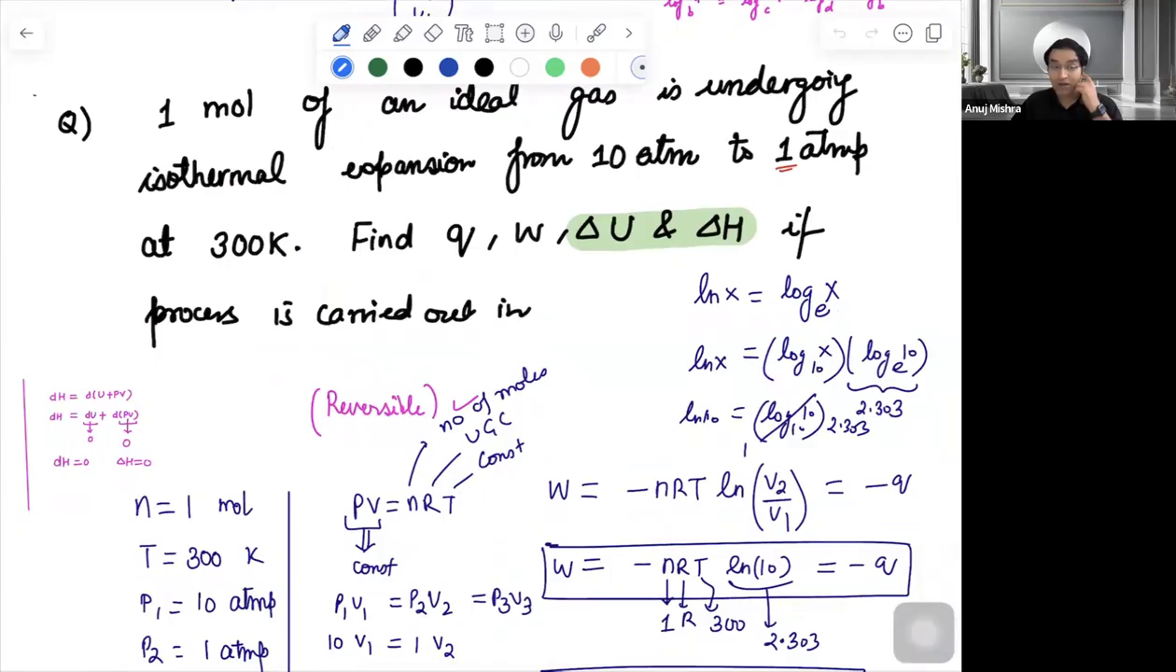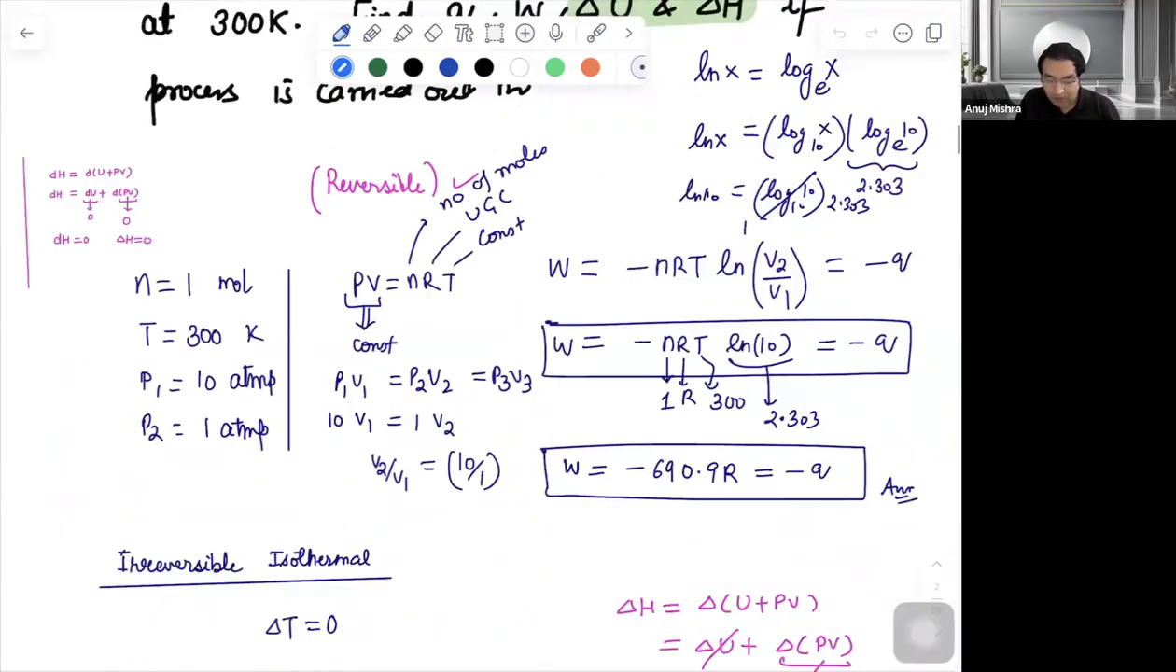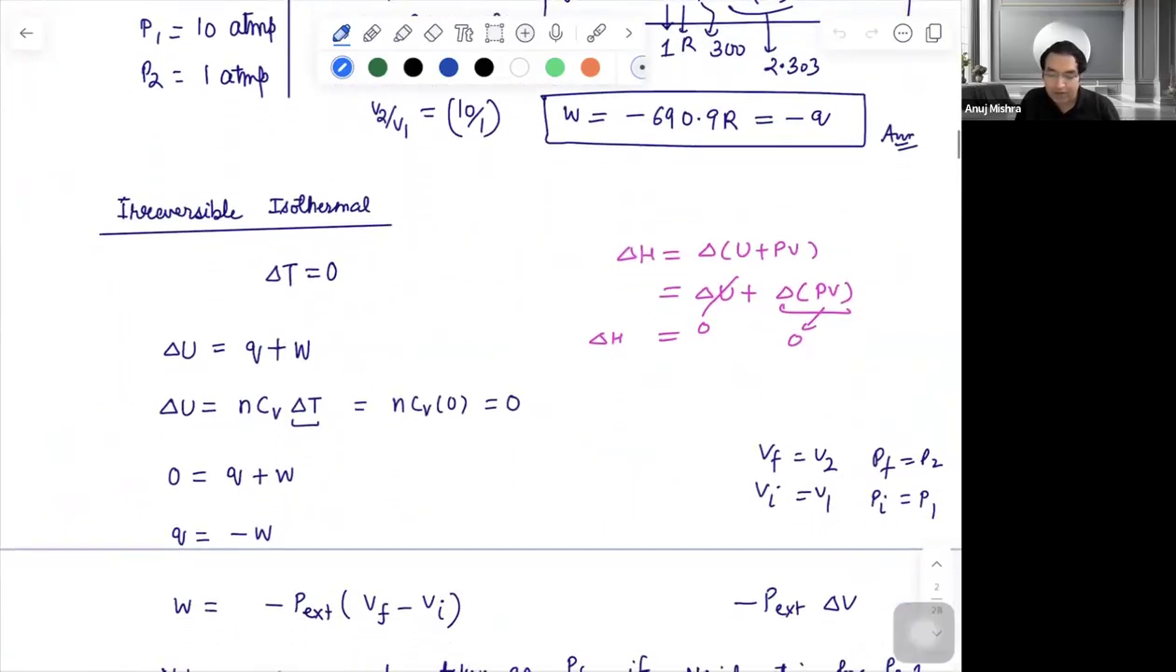Ideal gas undergoing isothermal expansion from 10 to 1, reversible, 300 Kelvin. These are the values. कर लेंगे? अच्छा जी. अब चलते irreversible की तरफ. लिखिए irreversible isothermal.